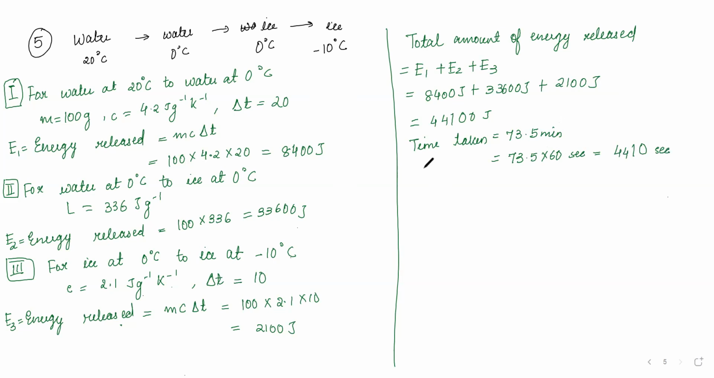Okay. So what is the power? The formula of power is energy divided by time. So what is the energy that we have calculated? 44100. Okay, so we are getting good numbers which will be cancelled. So here joule, here seconds. So what we are getting is joule per second, or this is also called watt. Okay, so you are getting 10 watt as the answer. So this is your question number 5.